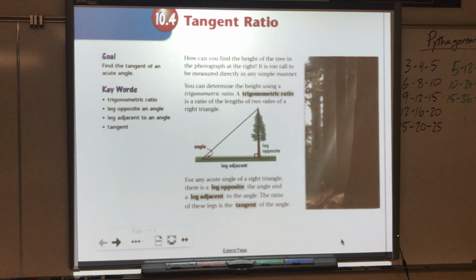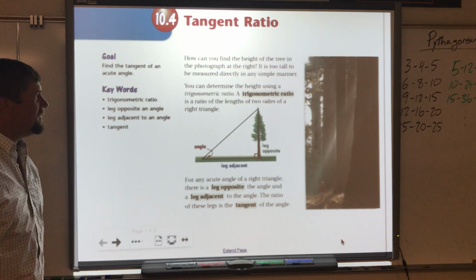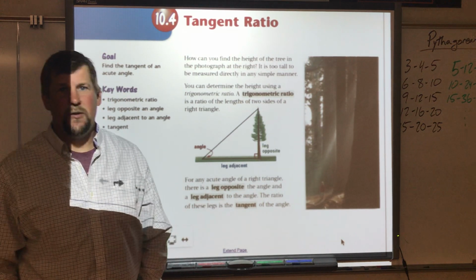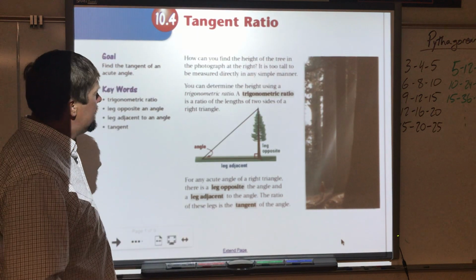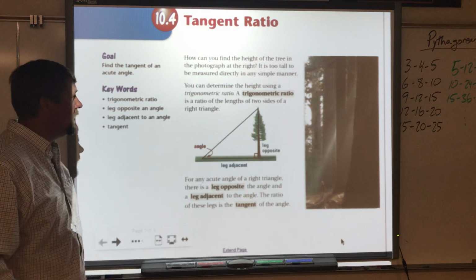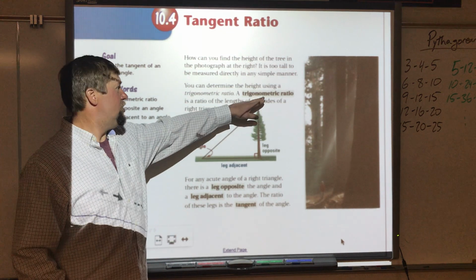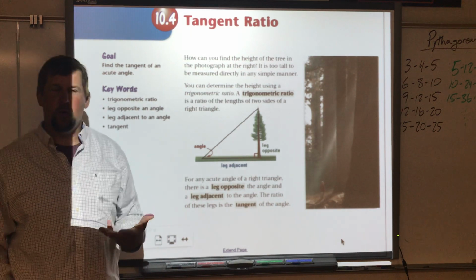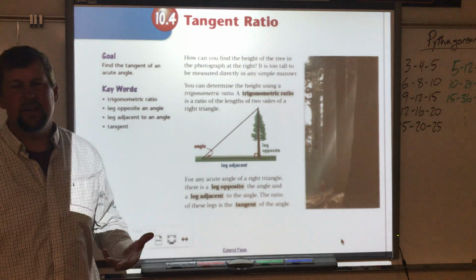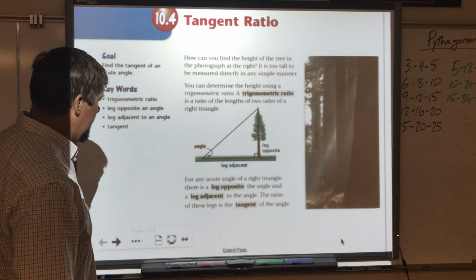Section 10.4 is tangent ratio. We're still working with right triangles, and this is the start of trigonometry, which basically works with the sides and the angles of a right triangle. So when you talk about a trigonometric ratio, you're talking about the ratio of two of the sides of a triangle versus one of the angles of the triangle.